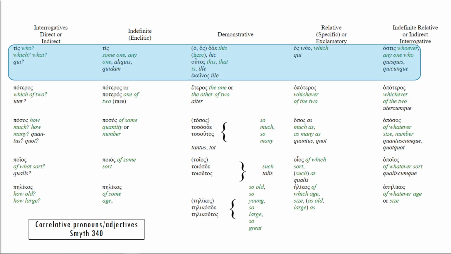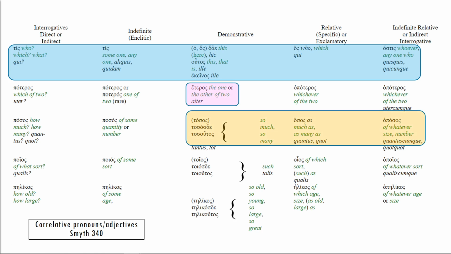Now, by far the most common is tis. So tis, as you first met it without an accent, enclitic, means someone or anyone. Tis with an accent is the word who, whether in a direct question or an indirect question: who, what. To say this one, we use one of the demonstratives. For the relative, it's hos, and for the indefinite relative, it's hostis. These are the ones you see most often. Heteros is fairly common. We've already seen that. It means one of two, so it makes it clear that there's only two possibilities.